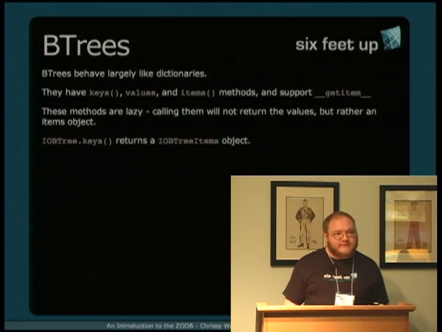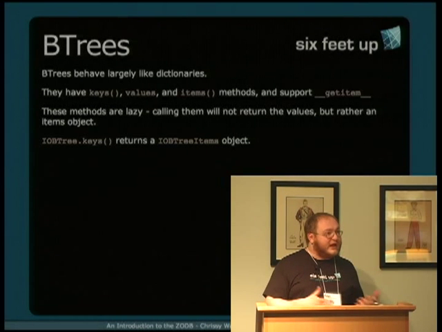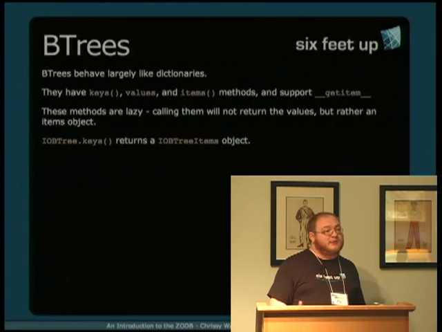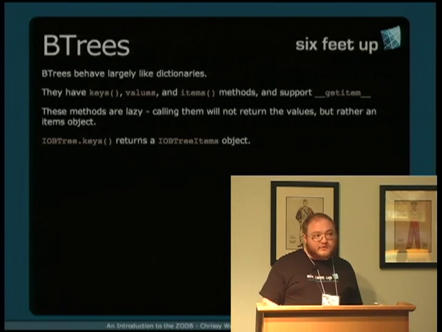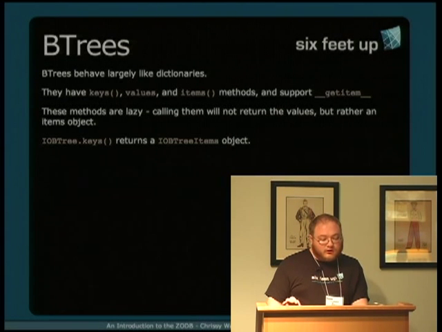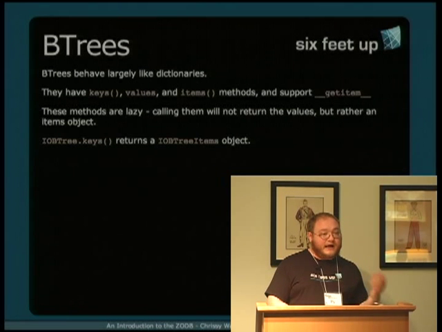So, like I said before, they behave largely like dictionaries. When you work with it in your code, if you do a dir on it, you'll notice they have keys, values, and items methods, and they support the getitem interface, so the bracket dictionary lookup. The thing that's tripped me up with it though is all 3 of these methods, the keys, the values, and the items, those are all lazy. So if you say btree.keys, you're not going to get back a list of keys like you would with a normal dictionary. You're going to get an items object.